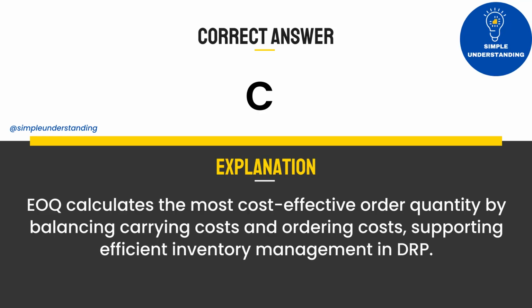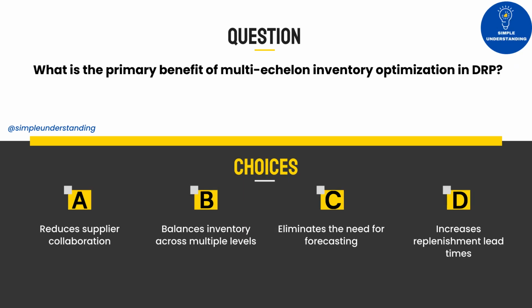Explanation. EOQ calculates the most cost-effective order quantity by balancing carrying costs and ordering costs, supporting efficient inventory management in DRP. 6. What is the primary benefit of multi-echelon inventory optimization in DRP? A. Reduces supplier collaboration. B. Balances inventory across multiple levels. C. Eliminates the need for forecasting. D. Increases replenishment lead times.